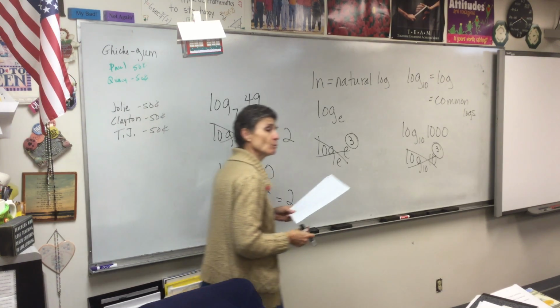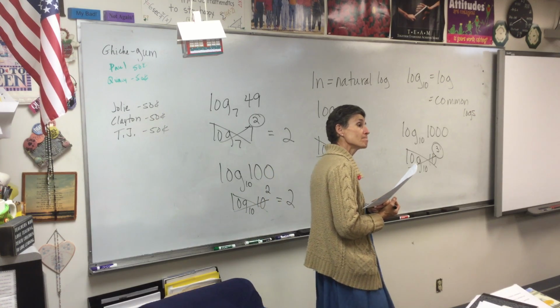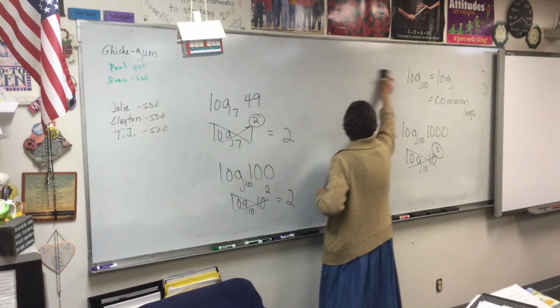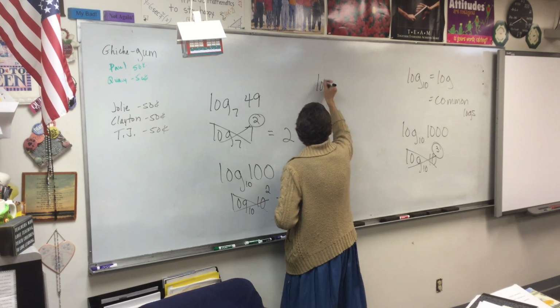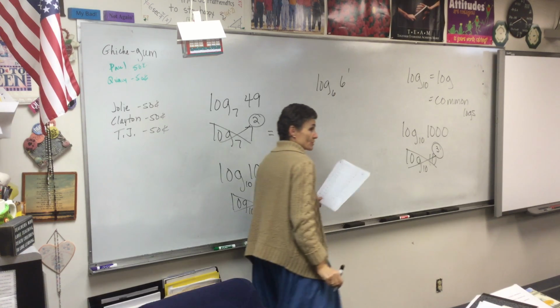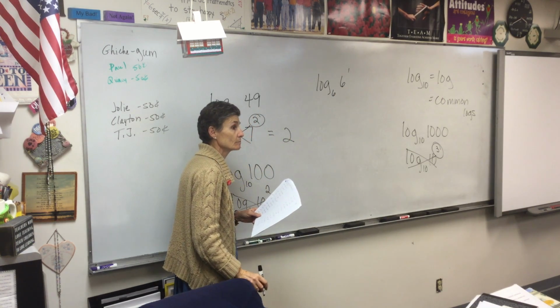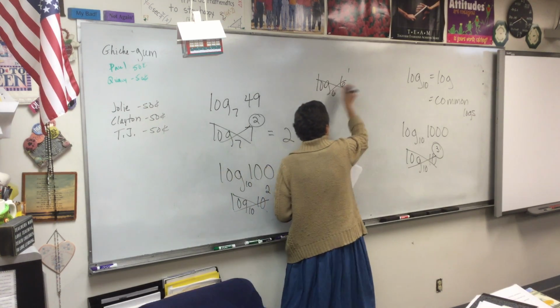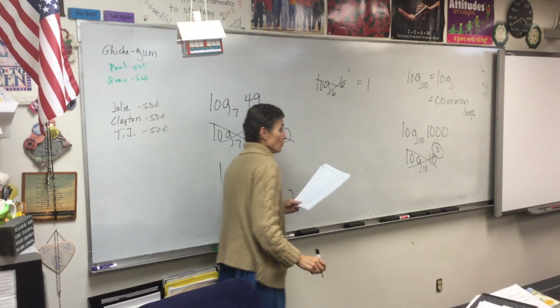How about 13? What do you think? Anybody have an idea? 1. Because in 13, even though it's a log base 10, 13 is a log base 6 of 6 to the first. But if it doesn't have anything, it's a log base 10? Yes. Those cancel and the answer is 1.